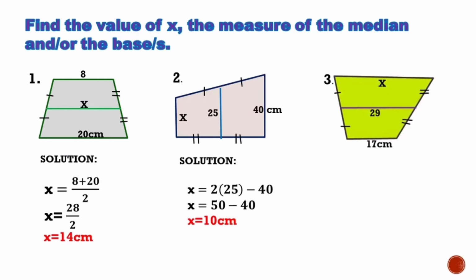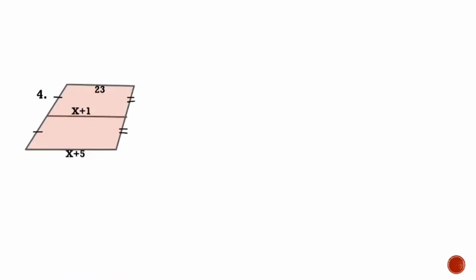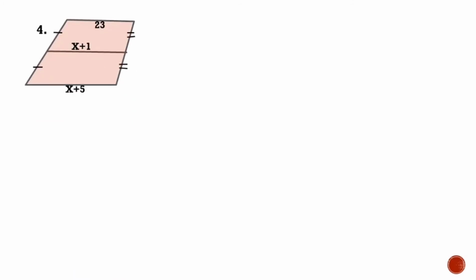Number 3. So again, x here is the length of one of the bases. So to find x, we have x equals 2 times the length of the median minus the other base, or 2 times 29 minus 17. So 2 times 29 is 58 minus 17, we have 41 centimeters. Number 4.